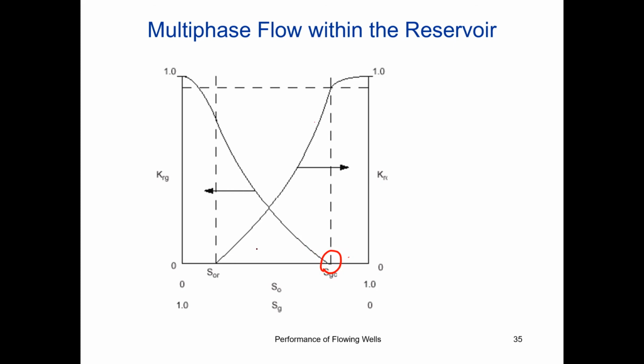This is the difference between flow in a pipeline and flow in the reservoir. In a pipeline, as long as you have a phase, it will produce. Nothing will be left in the pipeline. But the reservoir is not like that. We need a critical saturation for a phase to move. And that's the reason we have connate water.